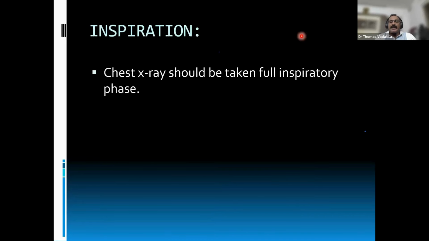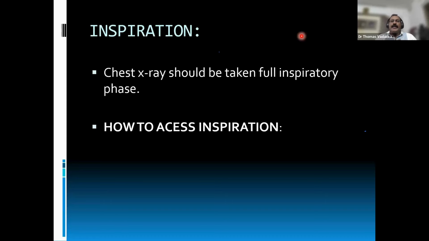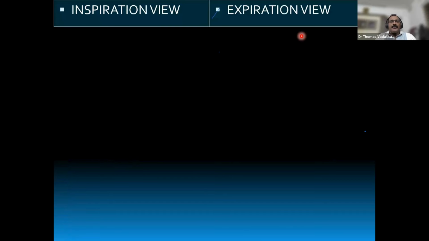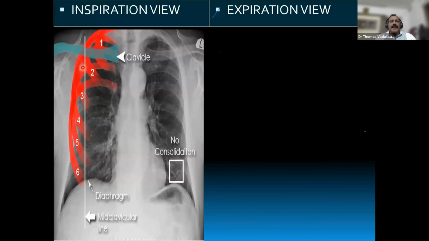Now, whether the patient has taken sufficient inspiration or not. Remember that all chest X-ray PA views, the standard view, should be taken in the full inspiratory phase. How to assess that? Ideally, the anterior end of the right sixth rib should intersect the right hemidiaphragm in the mid-clavicular line. So you can verify that. You can see that this is the mid-clavicular line, and you can see the anterior end of the sixth rib crossing the diaphragm at the mid position of the diaphragm.